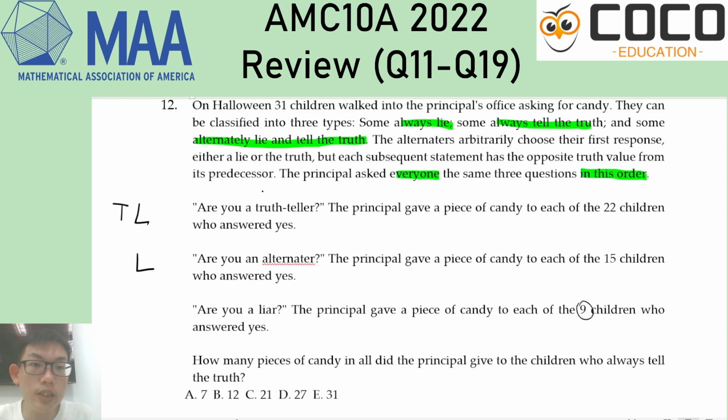So there are the alternators who start with telling the truth, and there are the alternators who start by lying. Now, if the alternator is telling the truth, they will not say they are a liar. So the alternators who started with lying would have appeared here, and then they would also have appeared here, because in the second question they are telling the truth.